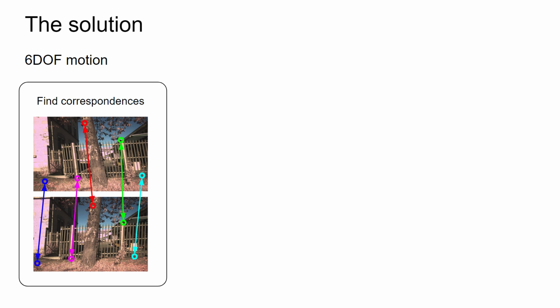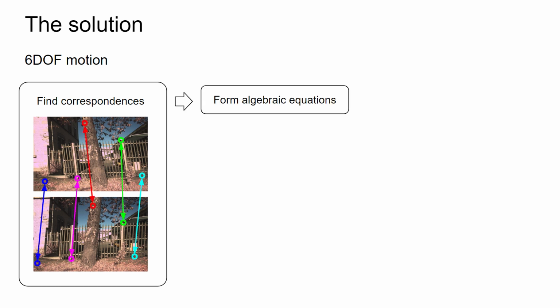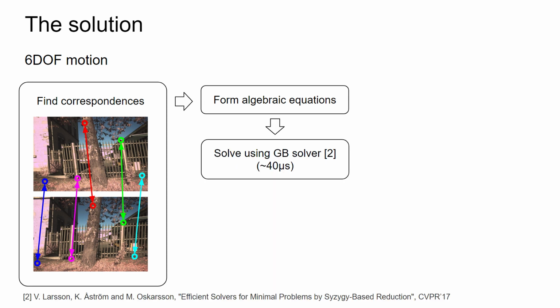In this case, we need 5. Next, we form a system of algebraic equations. Then we solve those equations using our Gröbner basis-based solver. Note that this solver is very fast and therefore suitable for both robust and real-time estimation. As a result, we obtain the angular and translational velocities.